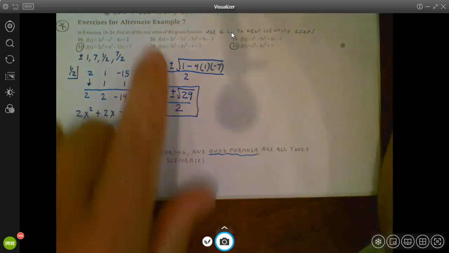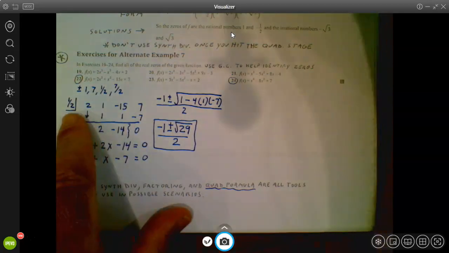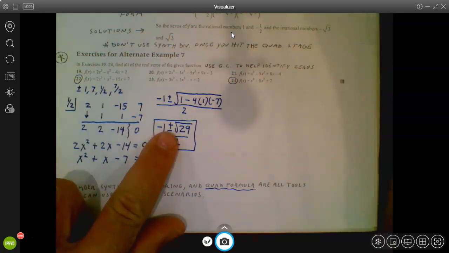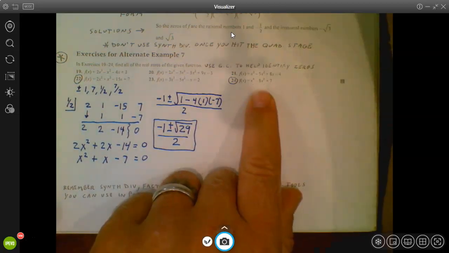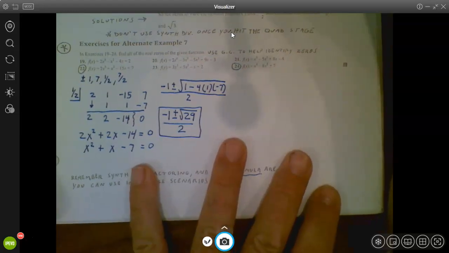So this one in particular did say find all the real zeros. There's one of them. So at the end of this, you should really sort of list out the zeros. That's one of them. This represents the other two real zeros. Let's try this one. I wanted to show you 24.